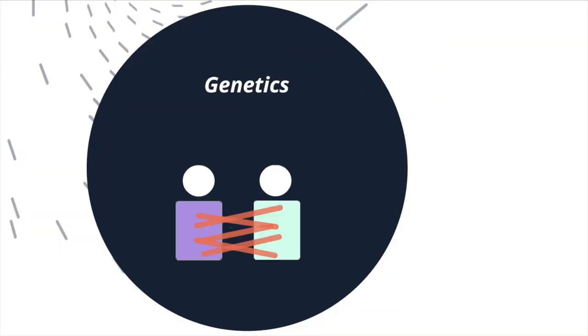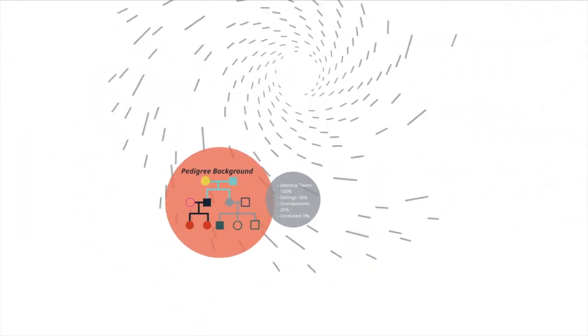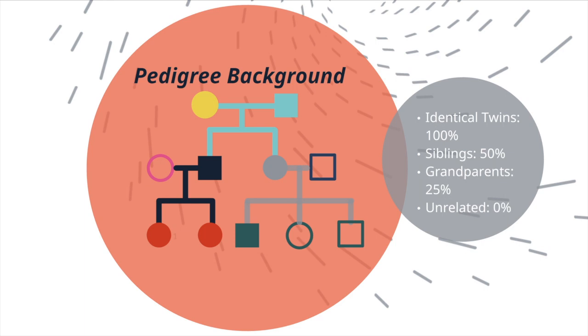SOLAR's standard pedigree is computed based on self-reported relationships. For instance, identical twins share 100% of their DNA, and so their coefficient of relatedness is set to 1. Siblings share 50% of their DNA, and so their CR is 0.5. Grandparents and grandchildren share 25% of their DNA, and their CR is 0.25. Unrelated people are assumed to share 0% of their DNA, and their CR is set to 0.